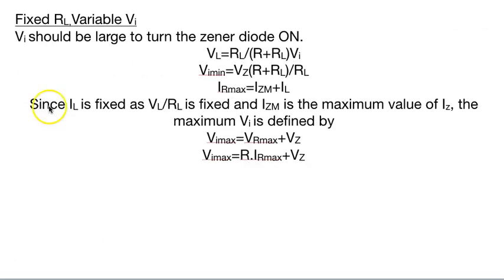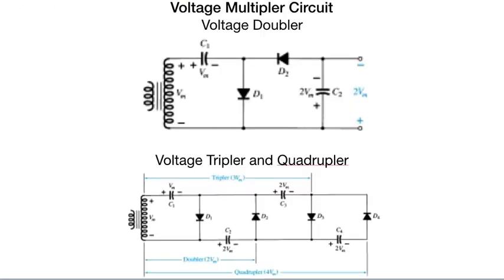Now the fixed RL and variable Vi case uses the same formula, only the Vi is different in this case. Now there are voltage multipliers, this is a doubler and this is a tripler. If we talk about the doubler, when there is a positive voltage, then plus Vm, and the diode D1 will be short circuited and there won't be any output voltage. However, when a negative voltage is applied, the diode D2 is short circuited and C2 rises to a potential of minus 2 Vm.